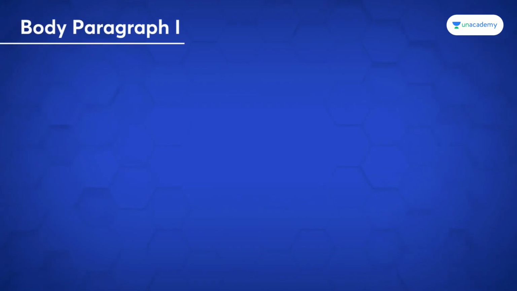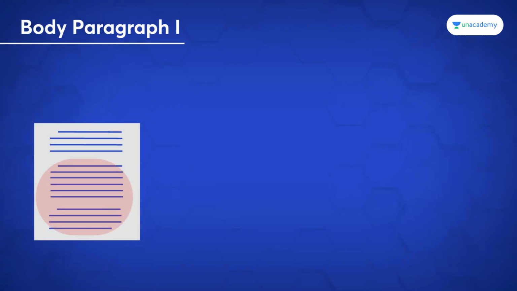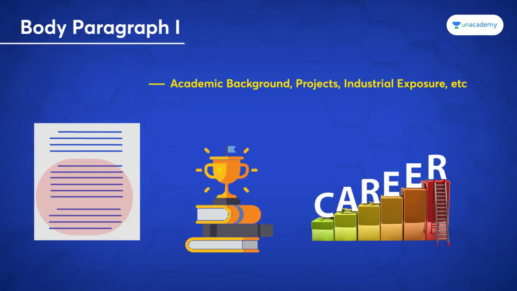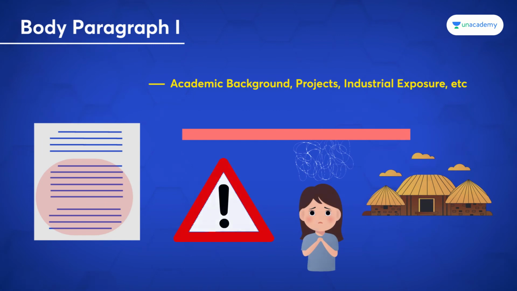Now let's look at how to write the first body paragraph. It comprises your academic background, that is what you have done so far, what you are currently pursuing, your academic strengths, projects, industrial exposure you have attained, etc. Just a word of caution over here, as I mentioned earlier, avoid being very emotional here by saying I am from a very poor background, I am from a small village, etc.